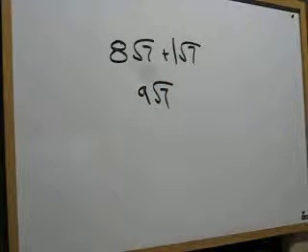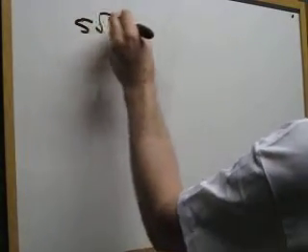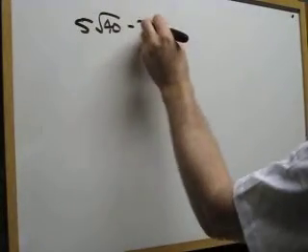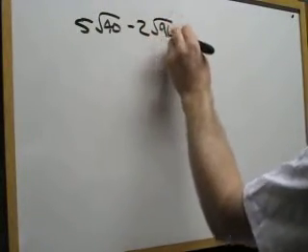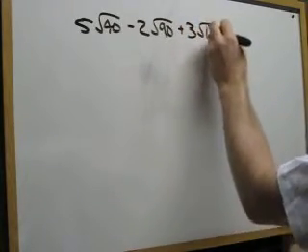When we get down to numbers 11 to 22, what we're doing there is we are simplifying the radicals first, and then we're combining them. So if you look at number 18, we have 5 square root of 40 minus 2 square root of 90 plus 3 square root of 10.